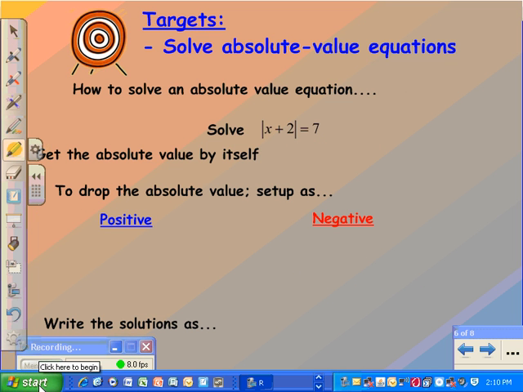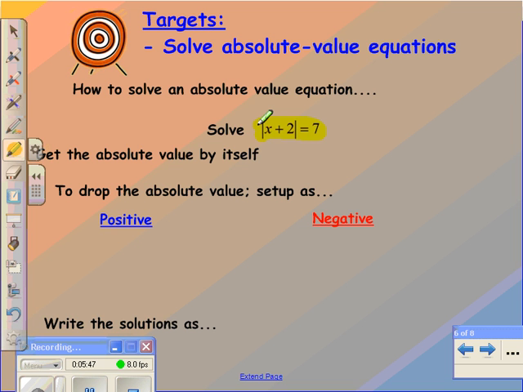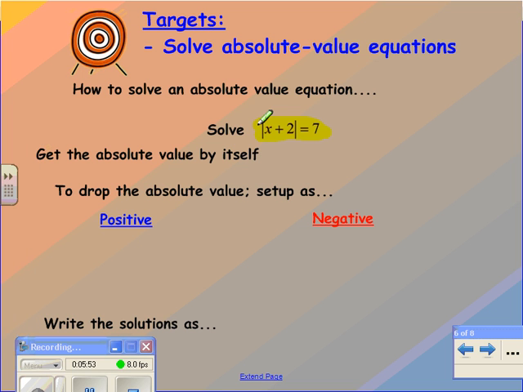In my next example, I have the absolute value of x plus 2 is equal to 7. The first thing I want to do, and we've talked about this before, is get the absolute value by itself. If I look at this, I already have the absolute value on one side by itself right here.